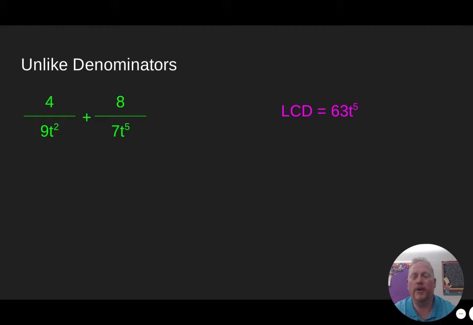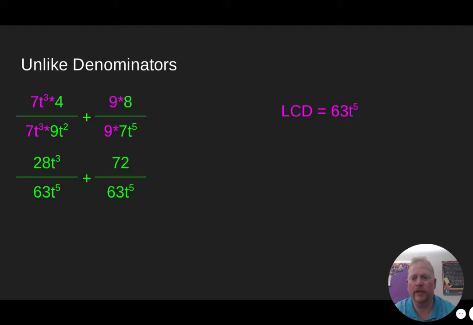So now I need to multiply so that each fraction has that as its denominator. So in order to make the 9 into 63, I need to multiply by 7. And in order to make the t squared into t to the 5th, I need to multiply by t to the 3rd. So I multiply both top and the bottom by 7 t to the 3rd. For the second fraction, I just need to multiply by 9 in order to make the 7 into 63. And the t to the 5th is already t to the 5th, so that's good. So when we multiply those out, I get 28 t to the 3rd over 63 t to the 5th plus 72 over 63 t to the 5th.